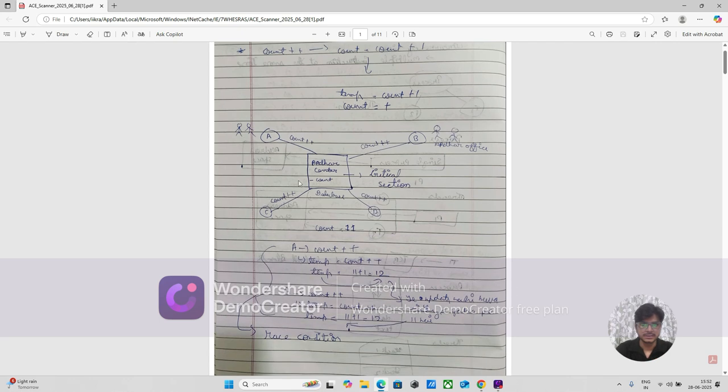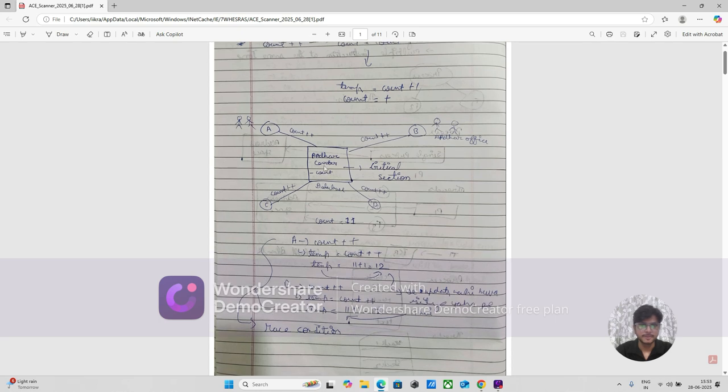So if you see, there is an Aadhaar card database and four centers A, B, C, D, and at the same time they are doing count plus plus, updating something. So what will happen? If count is 11 and A is doing some updation and B is also doing some updation, count plus plus equals storing in a temp: 11 plus 1, so it will be 12.